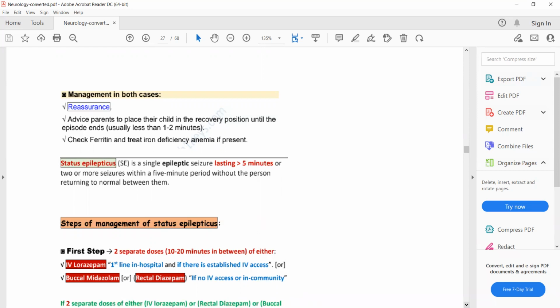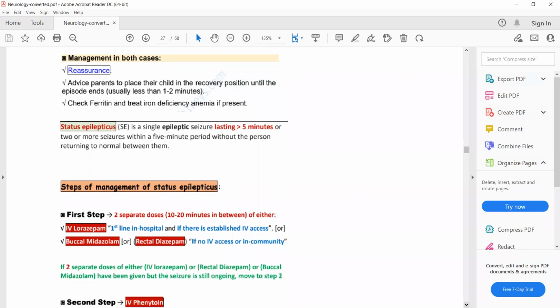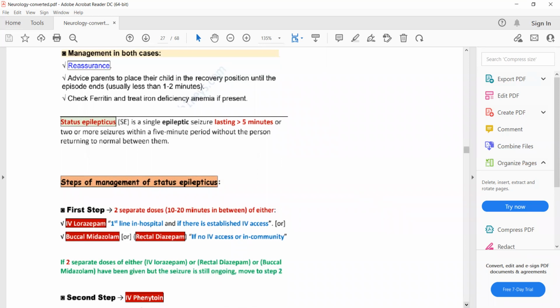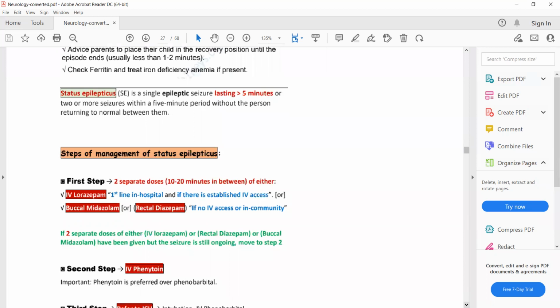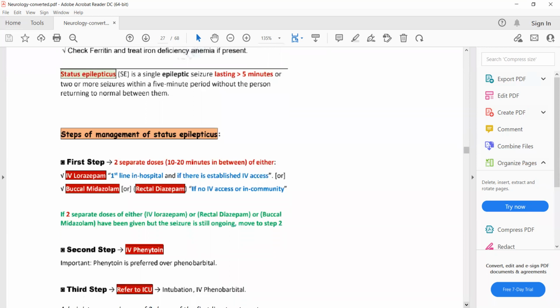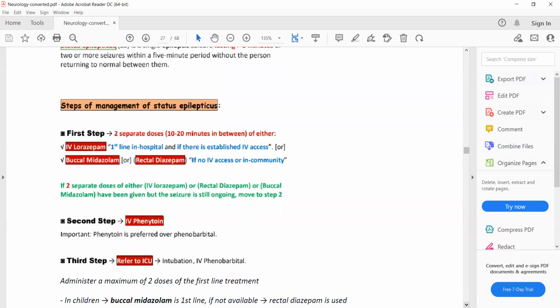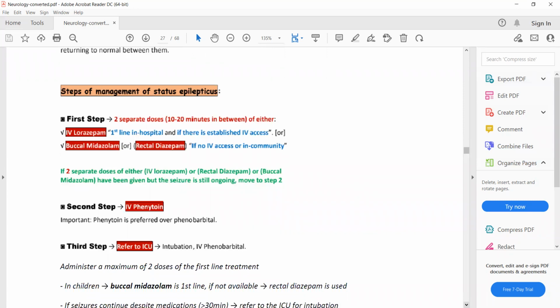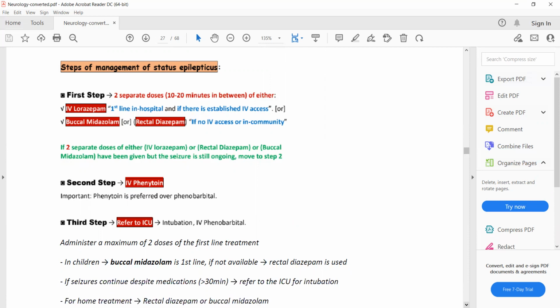So two doses of the first line management will be given, and if the patient's condition does not improve, then we will go to the second step of the management of status epilepticus. And what is the second step? The second step is IV phenytoin. Again, two doses of IV phenytoin will be given. If there's still no improvement, then the third step is to refer the patient to ICU for intubation and IV phenobarbital.